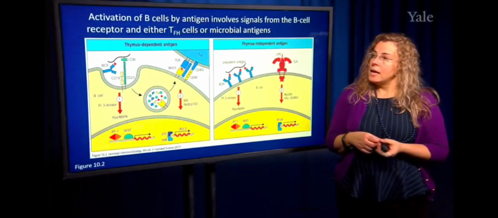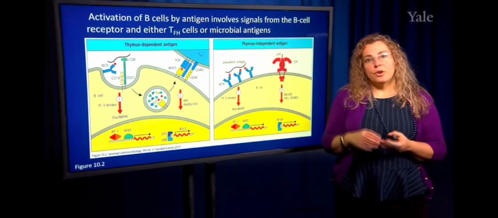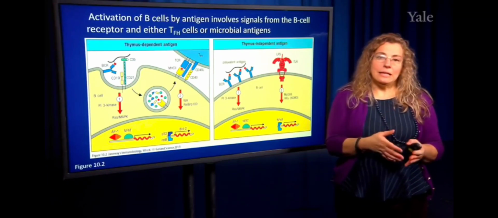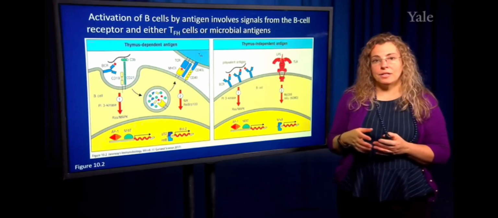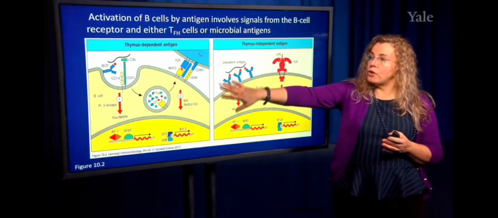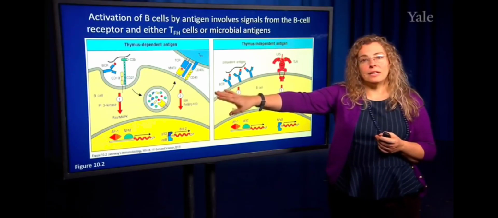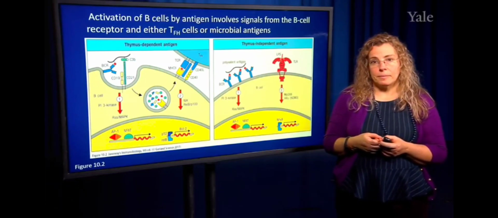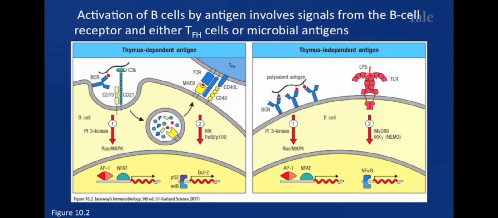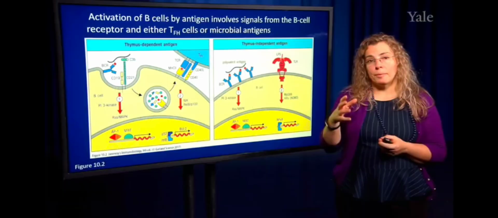This slide is just a brief overview of activation by T-dependent or T-independent antigens. And again, we're going to focus on T-dependent antigens to begin with. What's important to note here is that a signal comes from the B-cell receptor, which you can see, and then a second signal is coming from MHC2 interaction with the T-cell receptor. For T-independent antigens, which we will discuss later in the lecture, you can see there's no T cell, and both signals are actually coming from the B cell itself.